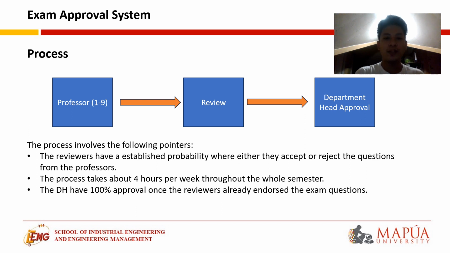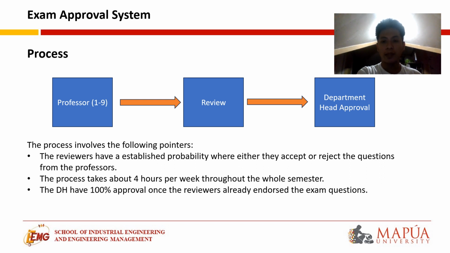So good afternoon, sir. I am Bill, and for today I will be discussing the exam approval system. In this slide, we will be discussing the process. So the process is that I designated the professors with 1 to 9 as their identification, and once they had created the exam, it will be submitted to the review panel. Then next, after the review panel has verified the questions, they will be submitting it to the department head for approval.